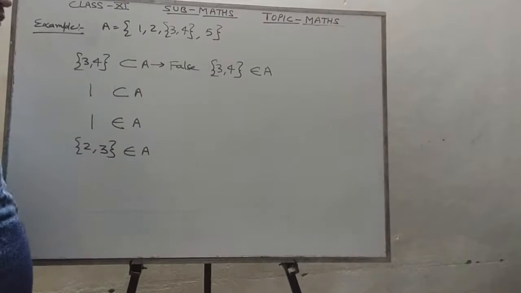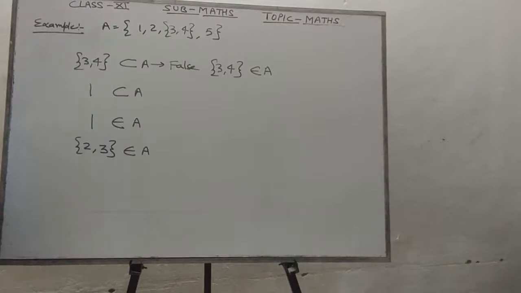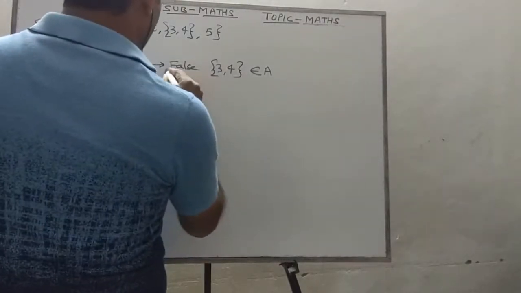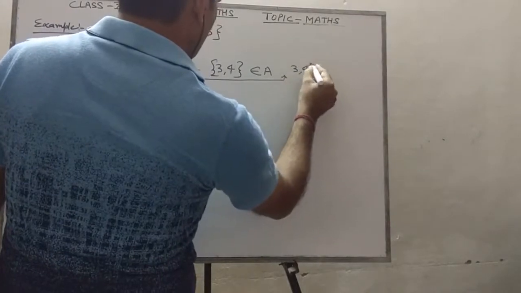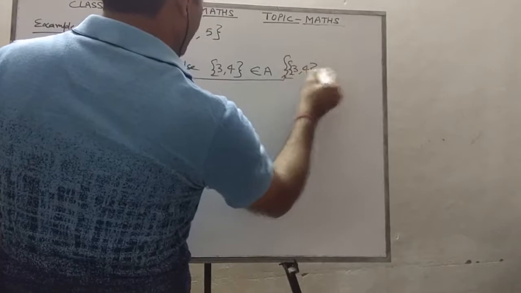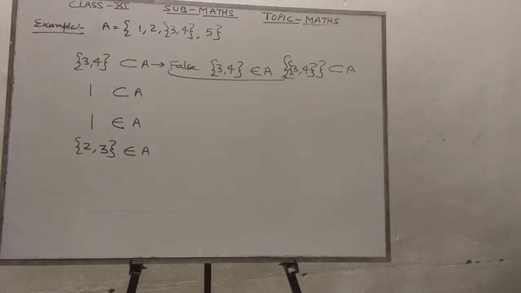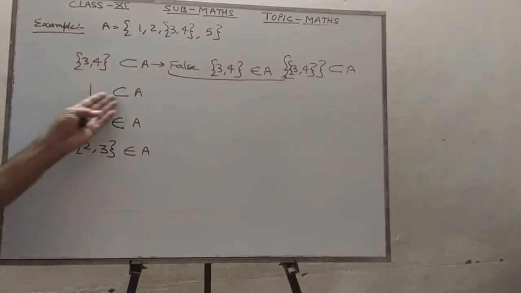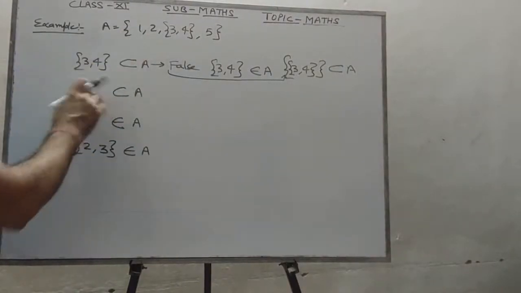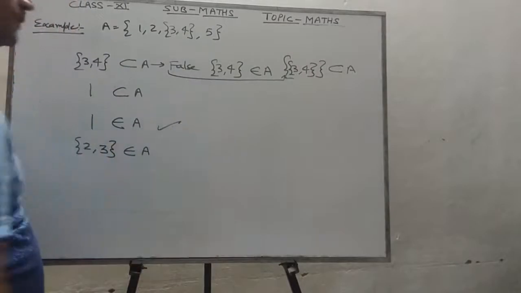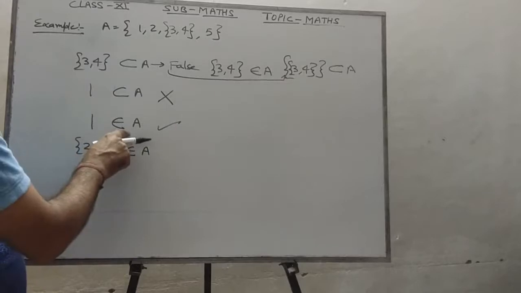When will it become true? Whenever it becomes a set. It will become true when we write {{3, 4}}, like this. This is the subset. Similarly, as you see from set A, 1 is an element of set A. So 1 belongs to A is true, but 1 is a subset of A is false.